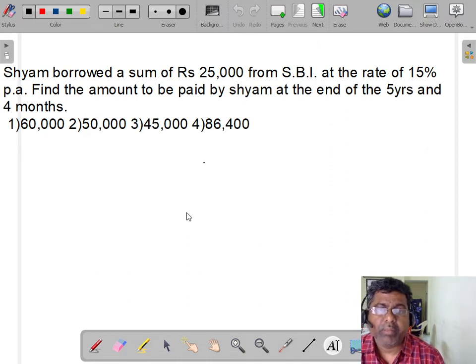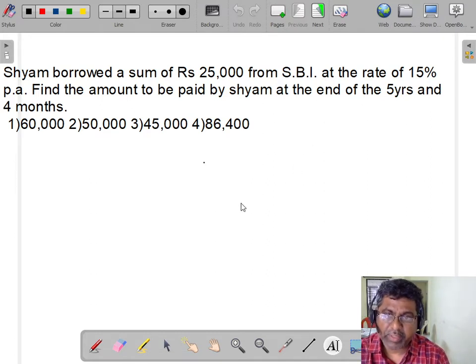Shyam borrowed a sum of rupees 25,000 from Bank of SBH at the rate of 15% per annum. Find the amount to be paid by Shyam at the end of 5 years and 4 months. So he was asking to find the amount.